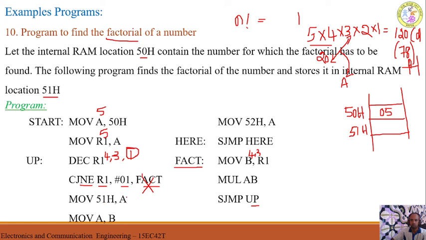MOV 51h, A. So I told you in the multiplication, A contains the lower result and B contains the higher result. So the lower result will come to the 51 memory location. In this case it is 78 because we have taken only a smaller number. Therefore only an 8-bit result you are going to get. When you take a larger number, you may get a larger answer, a 16-bit answer. And again MOV A, B. In this case B is equal to 0 and that will be stored to 52.